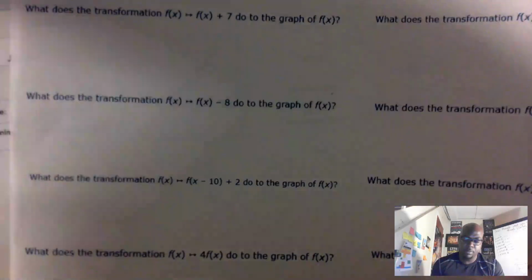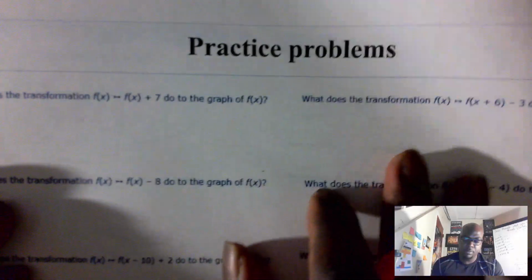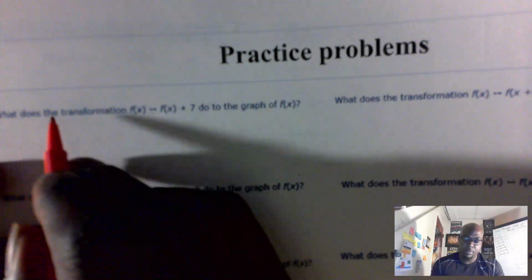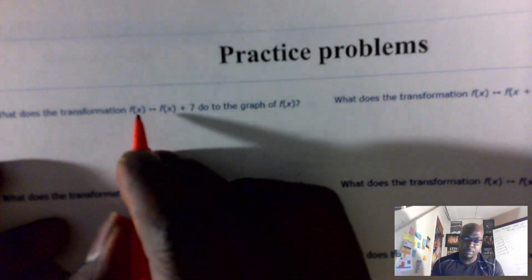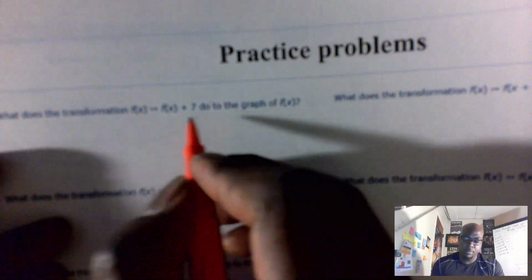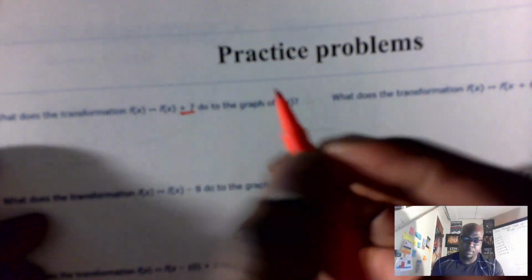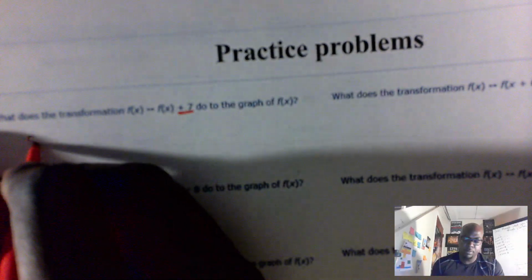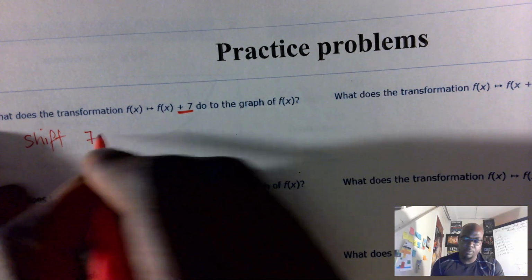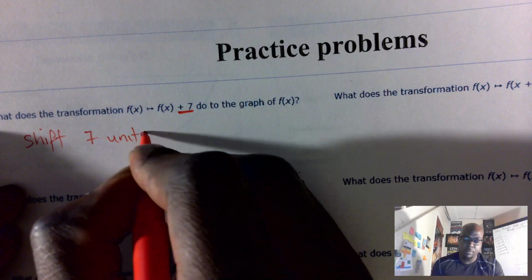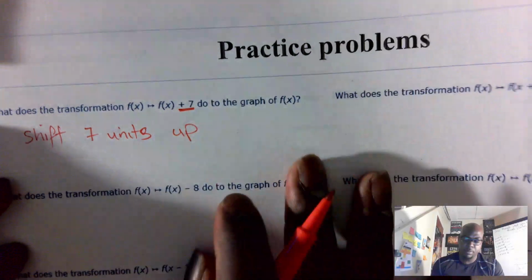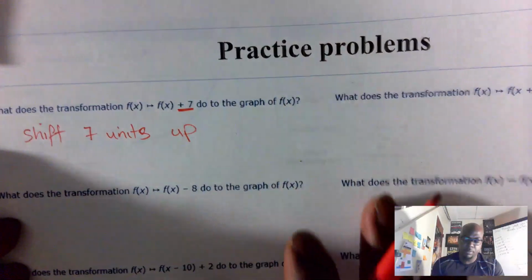What is it going to look like in your homework assignment? Here, for the function, it says, what does the transformation f of x to f of x plus 7 do to the graph? We know that this tells me we're going to have a shift. We're going to shift 7 units up, because it's positive.